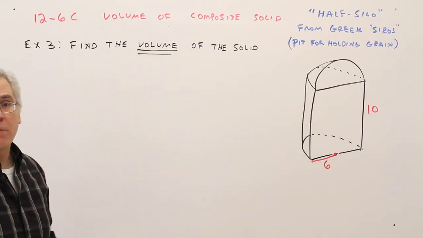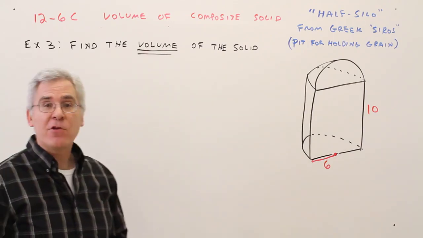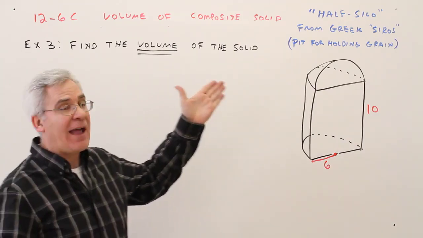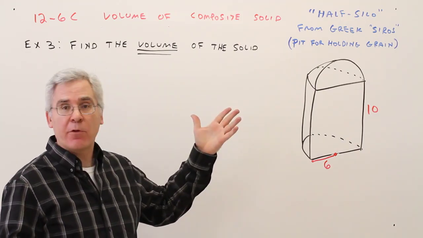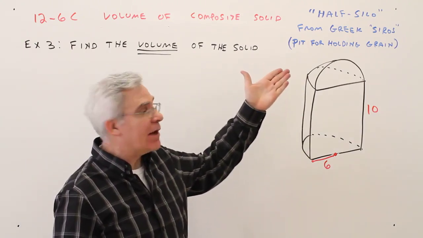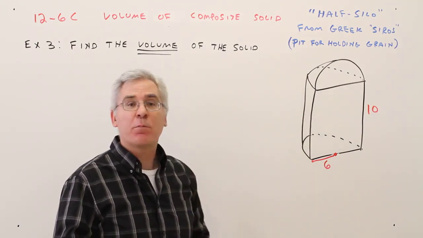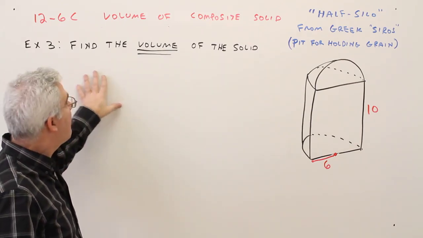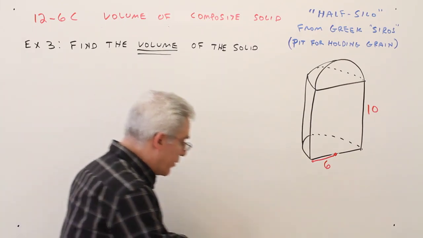Welcome to video 12.6c, volume of a composite solid, or in this case I'm going to call it a half silo. A little bit of vocabulary roots: that's from the Greek word syros, which means pit for holding grain. So this is example 3, find the volume of the solid shown.